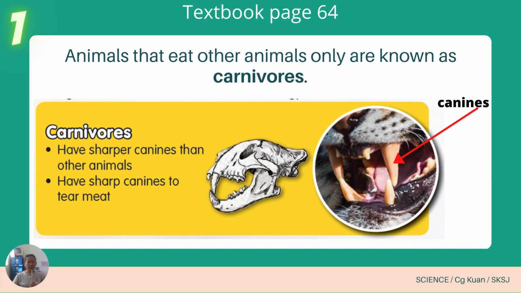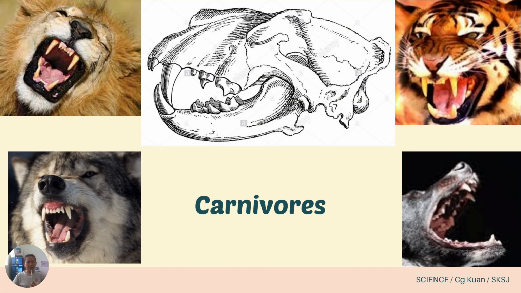Animals that eat other animals only are known as carnivores. How is the dentition of carnivores? Carnivores have sharper canines than other animals. They have sharp canines to tear meat. Carnivores' dentition. Look at the few pictures of their dentition.